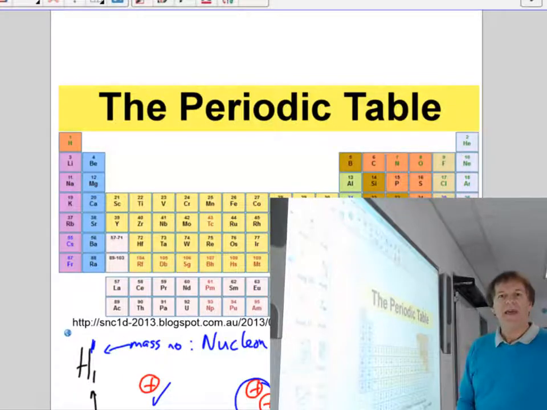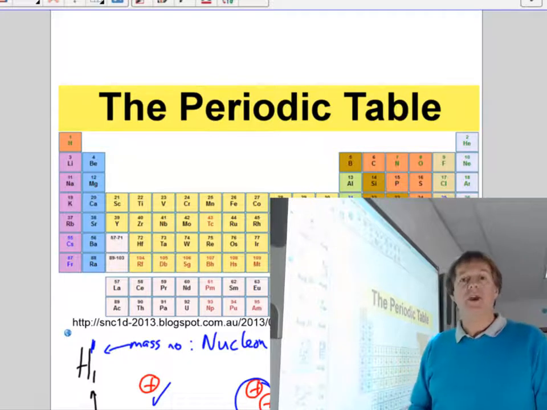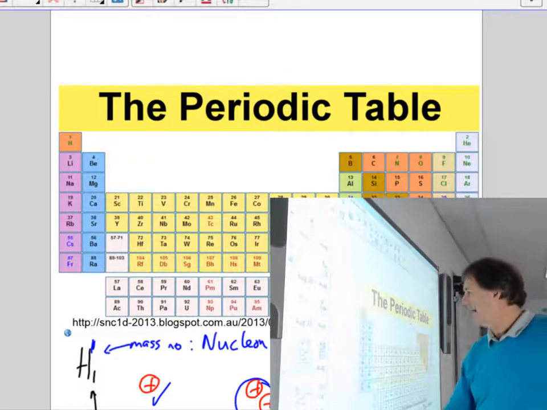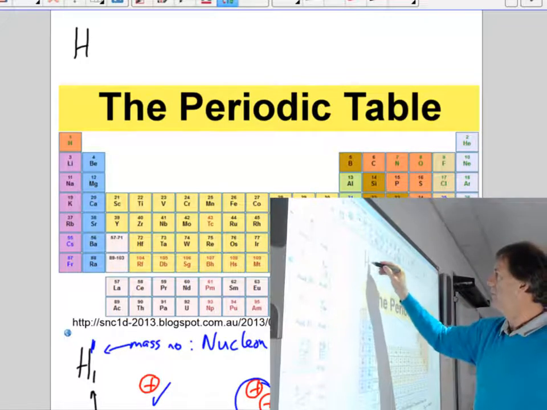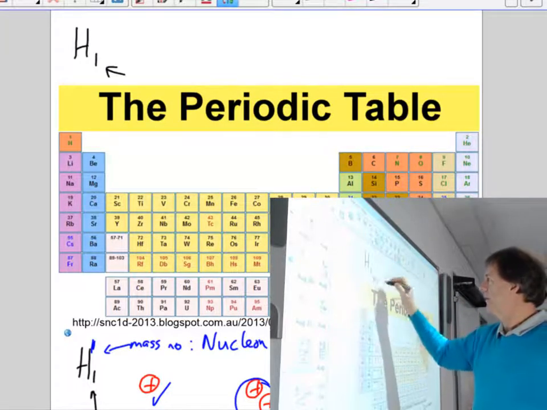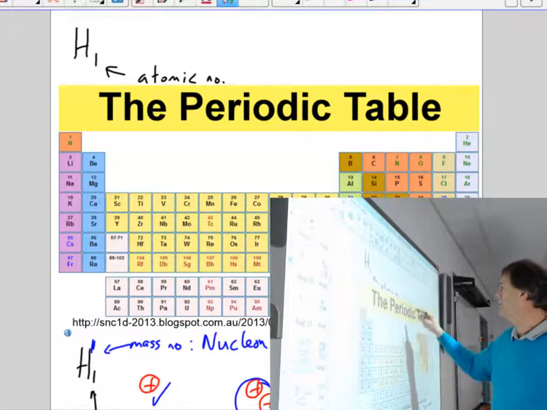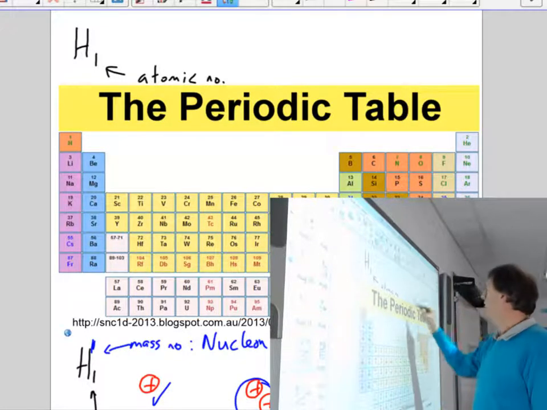Okay. Now that kind of changes our whole understanding of what's going on inside the atom here. This periodic table then, when you look at it, H1, hydrogen 1, the atomic number of 1 here, that atomic number 1 actually now tells us the number of pluses inside, the protons.